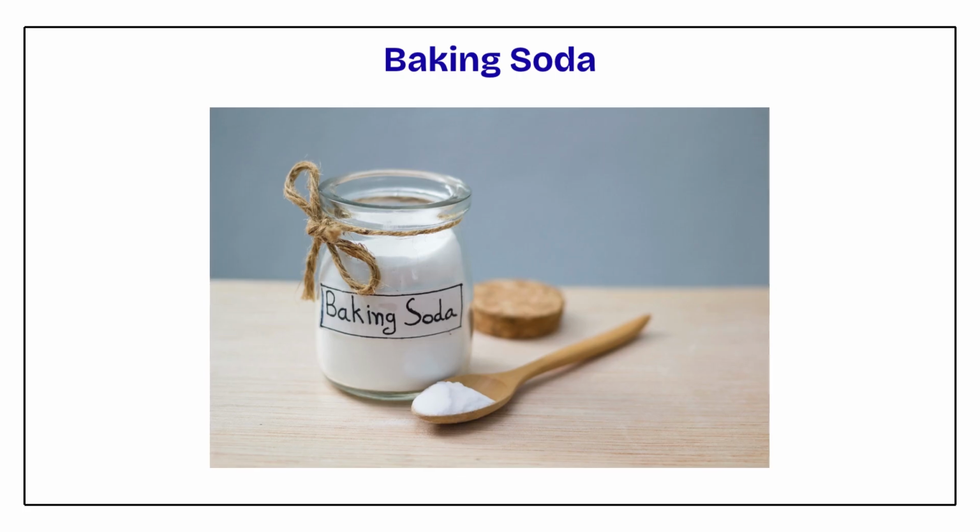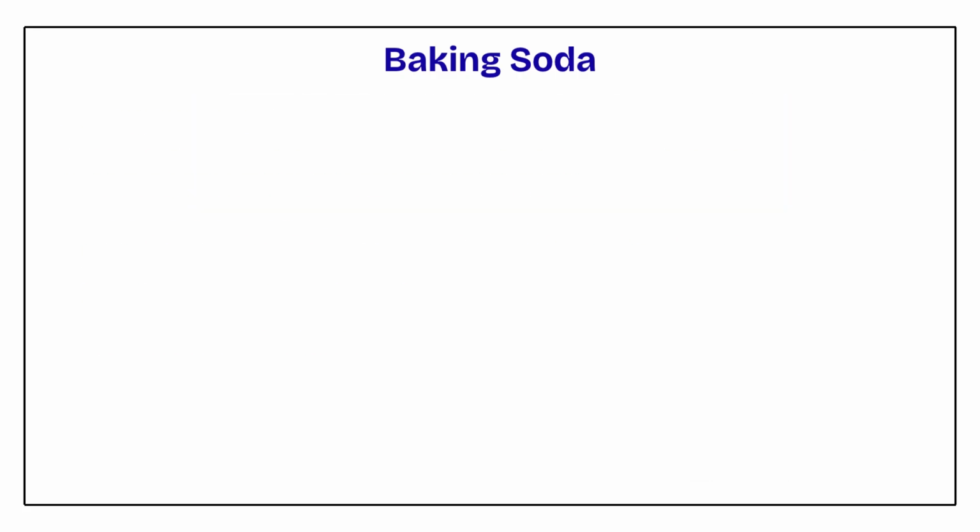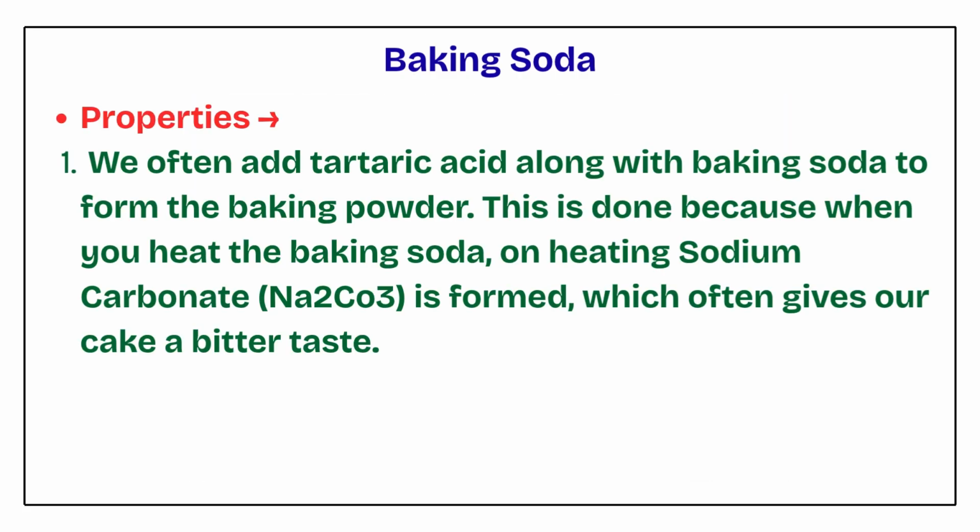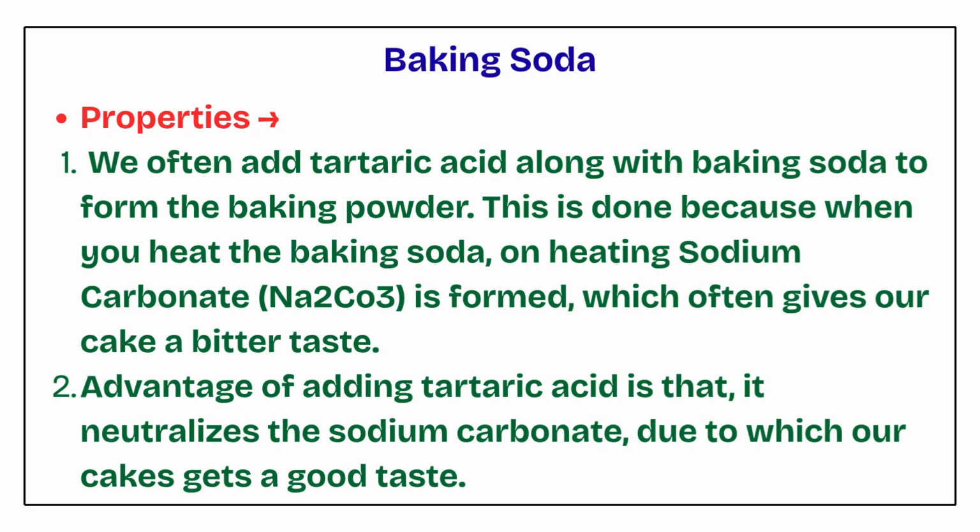Now, the important property related to this powder is that we often add tartaric acid along with baking soda to form the baking powder. This is done because when you heat the baking soda, then on heating, sodium carbonate, which is Na₂CO₃, is formed, which often gives our cake a bitter taste. Hence, the advantage of adding the tartaric acid is that it neutralizes this sodium carbonate, due to which our cakes get a good taste.